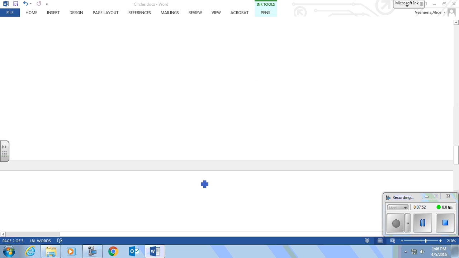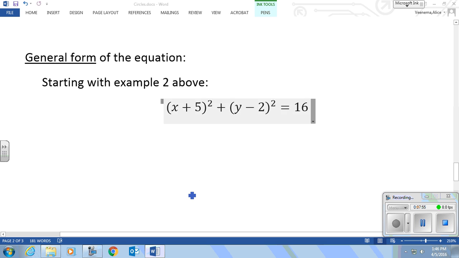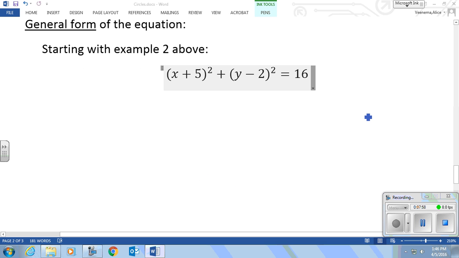All right, now let's look at the second form for the equation. The second form is called the general form. So we're going to start with the standard form of example 2 that we had. And what we do is we get rid of the brackets and we collect like terms. So when we take x plus 5 squared, we're going to get x squared plus 10x plus 25. Very familiar quadratic expansion there, plus, and then we'll expand the y binomial, y squared minus 4y plus 4 equals 16.